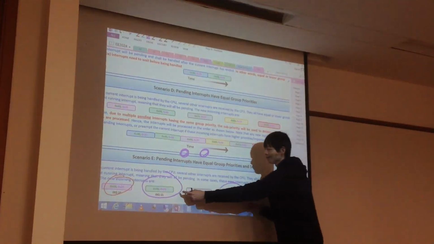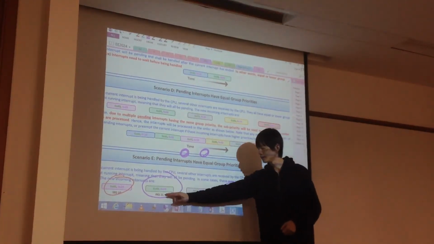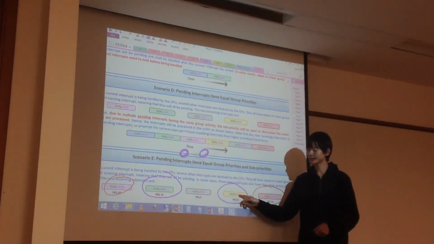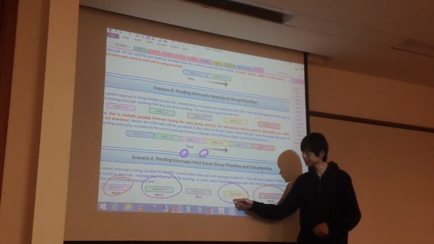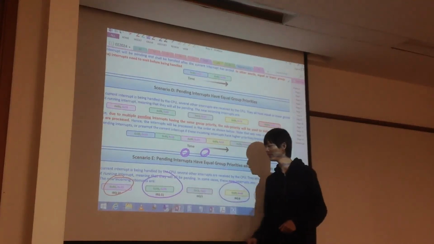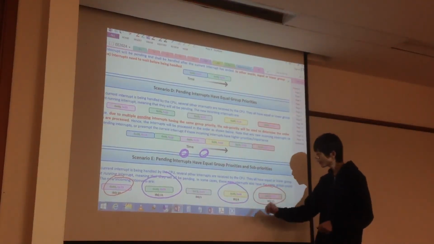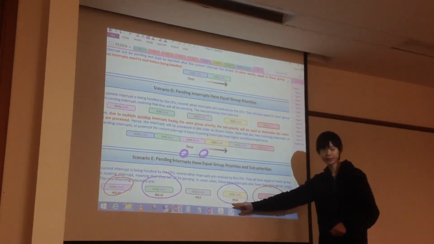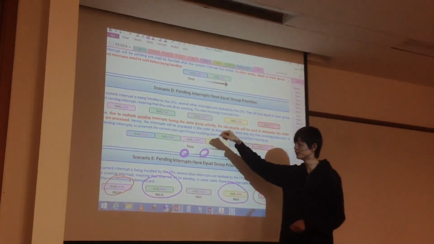So over here, this one and this one are the same, but the IRQ numbers are different. This is 11, this is 8. So the one which will occur first is IRQ 8 because it has a lower value than 11.